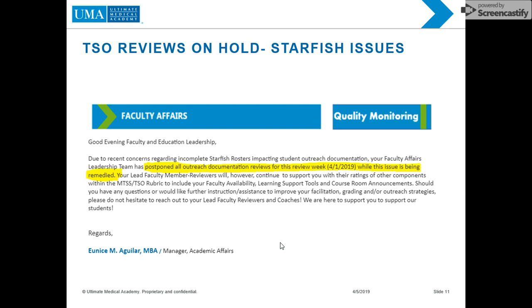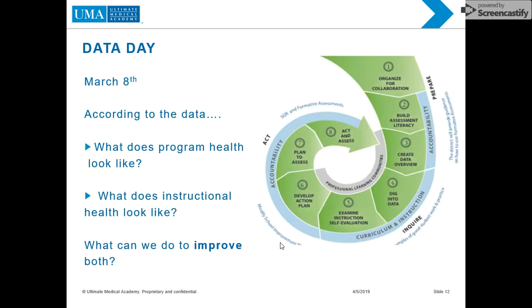I do also want to review an email that Uni sent last week. We know that instructors were having many issues with Starfish, and specifically the rosters not syncing with the student list in Blackboard. So they were aware of those issues and they were working all week to get a resolution. Unfortunately, at that point, they weren't able to resolve anything yet, so they were postponing the reviews for that week. So anyone that missed outreach due to those issues would not be penalized.